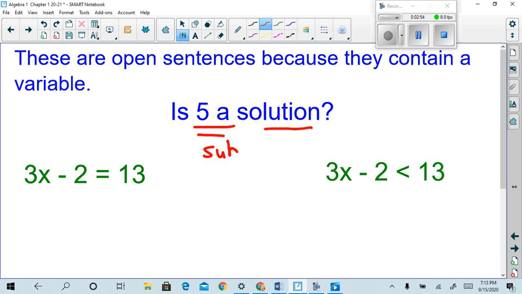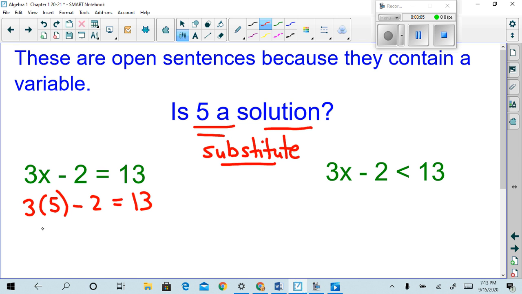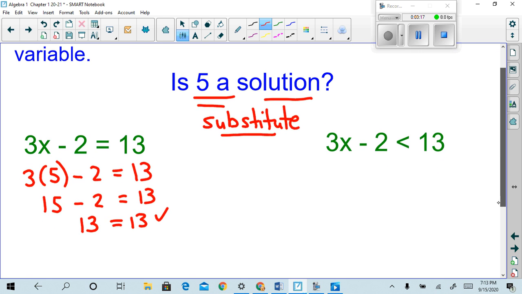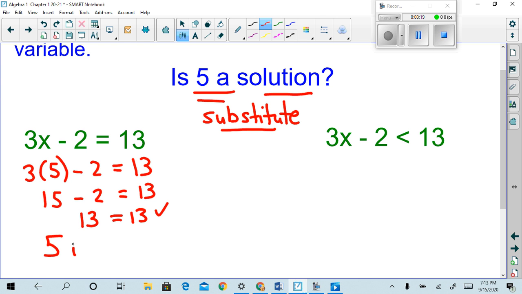Substitute. You're going to substitute in 5 for the variable. So 3 times 5 minus 2 equals 13. I have 15 minus 2. And if the two sides are equivalent or equal, I can make the statement that 5 is a solution, because it makes the statement true.